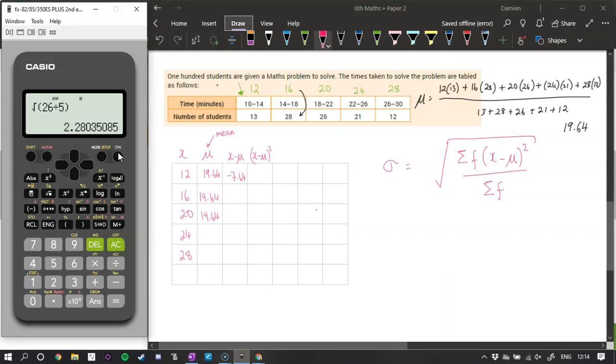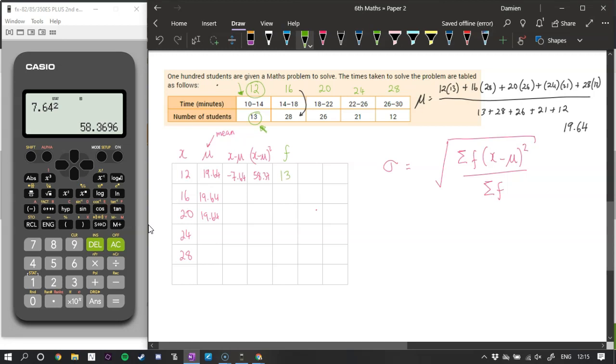If we just grab the calculator, we've got 7.64 squared, and we end up with 58.37. Now, your next one that you're going to do here is going to be your frequency. Your frequency is how many times it happened. For this number 12 here, it happened 13 times. There were 13 students who had this timing. Therefore, the frequency here is 13.